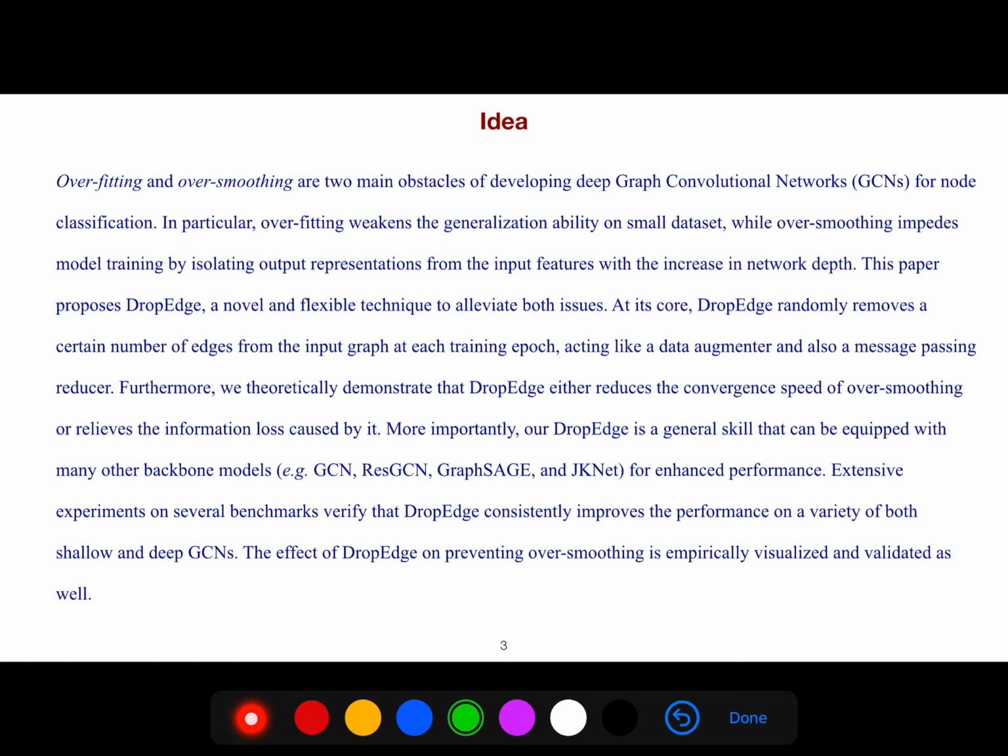Extensive experiments on several benchmarks verify that DropEdge consistently improves the performance on a variety of both shallow and deep graph convolutional networks. The effect of DropEdge on preventing oversmoothing is empirically visualized and validated as well.